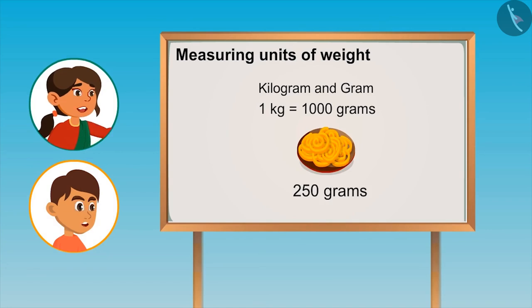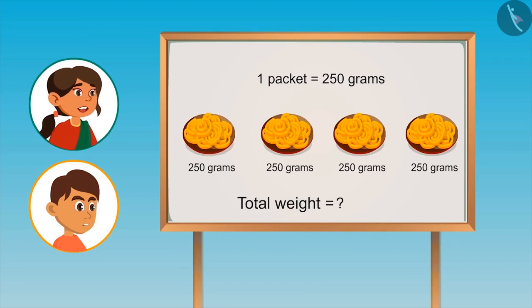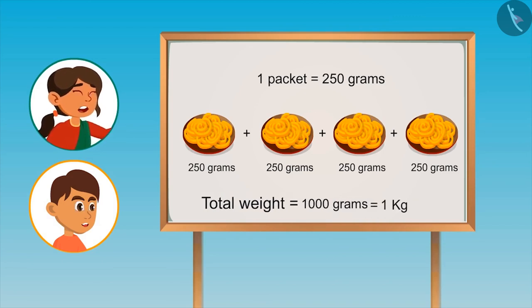Yes, do you remember when we bought 250 grams of jalebis yesterday? Yes, brother. Now tell me, if we take 4 packets of 250 grams of jalebis, then what would be the total weight of all the jalebis? 250 plus 250 plus 250 plus 250. So the total is 1000 grams. Absolutely correct. And 1000 grams is equal to 1 kg. That means now we have 1 kg of jalebis.